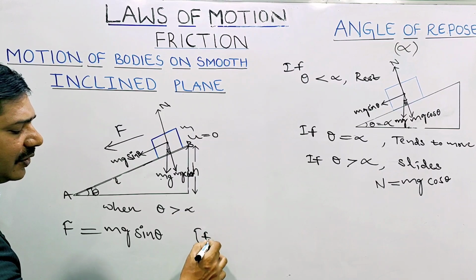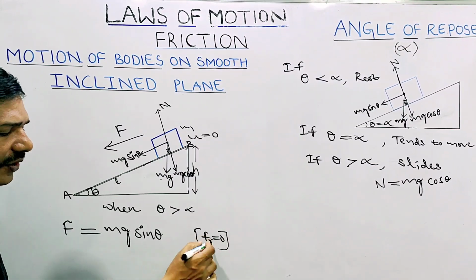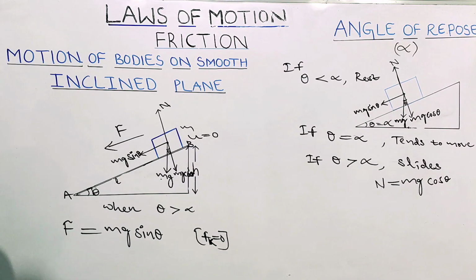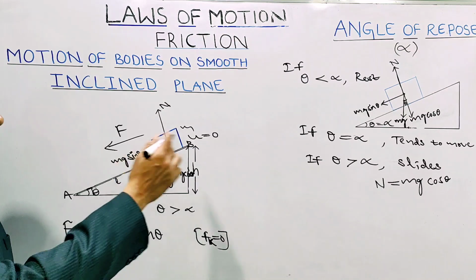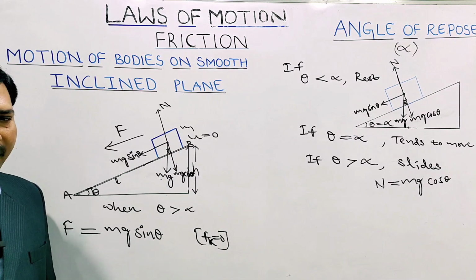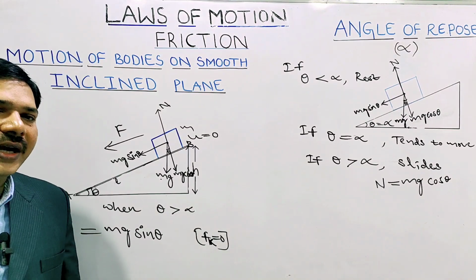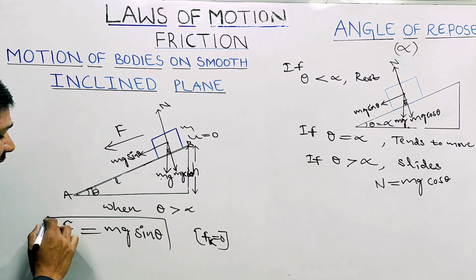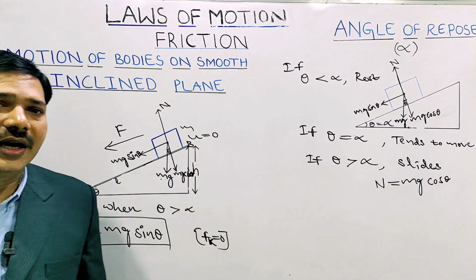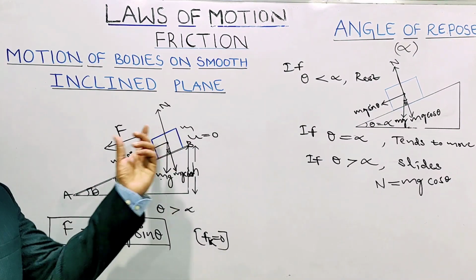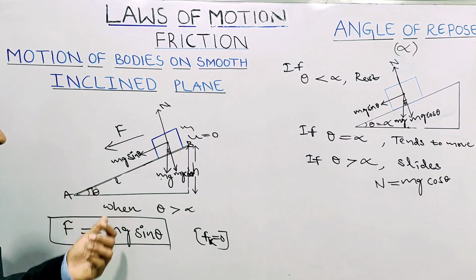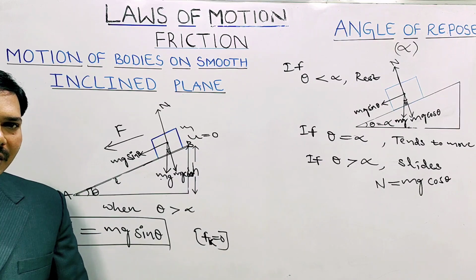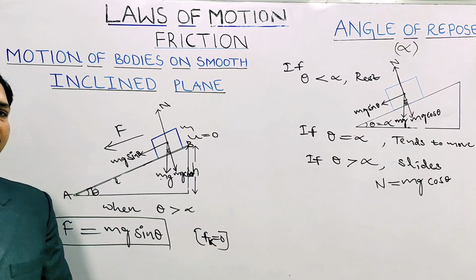The frictional force is not there, so Fk is 0 for a sliding body. Why? Because it is a smooth inclined plane. If any frictional force is there, you can take Fr for a rolling body, and Fk for a sliding body. Here the resultant force formula in a smooth inclined plane: they will give the mass of the body, the angle of inclination, and the g value. If g is not given, you have to take 9.8 meter per second square.